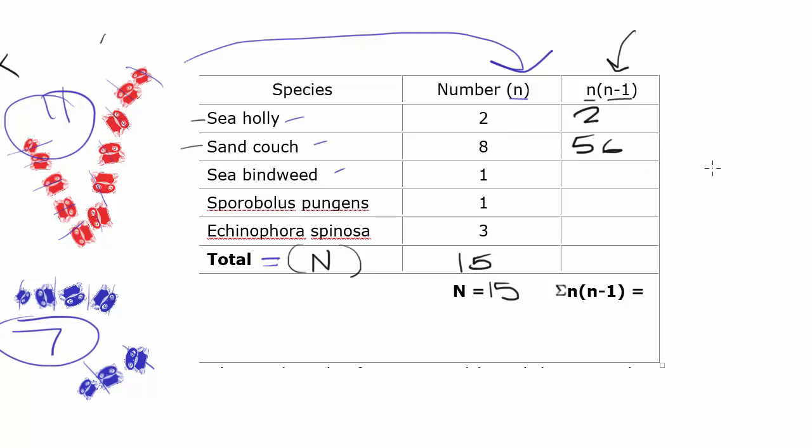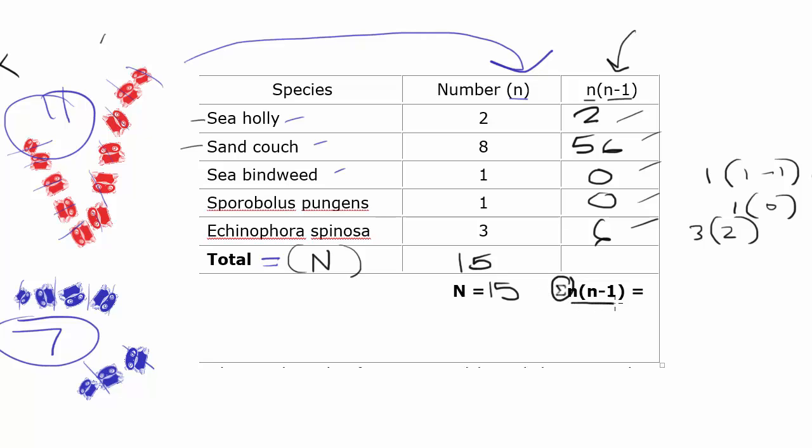Now 1, this one's kind of strange: 1 times 1 minus 1, or you can say 1 times 0, that's going to be 0. This one is also 1 times 1 minus 1. And now we have 3 here, so we're going to go 3 times 2, and so this would be 6. In the end, we'd add up all of these, this one plus this one plus this one plus this one plus this one, which will represent the sum of all of the n times n minus 1s.